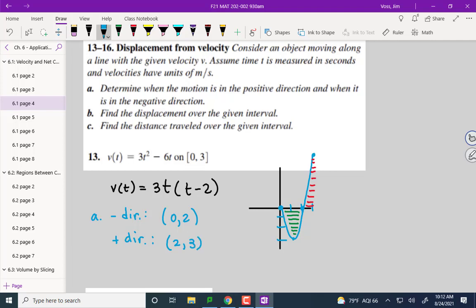Part B says find the displacement over the given interval. Displacement. We love it when we're asked displacement, because all we have to do is integrate. And we're good at integration. We don't have to do anything weird. We don't have to deal with absolute values. So all we have to do is integrate our velocity function on the given interval. That will be displacement, automatically. So we like that.